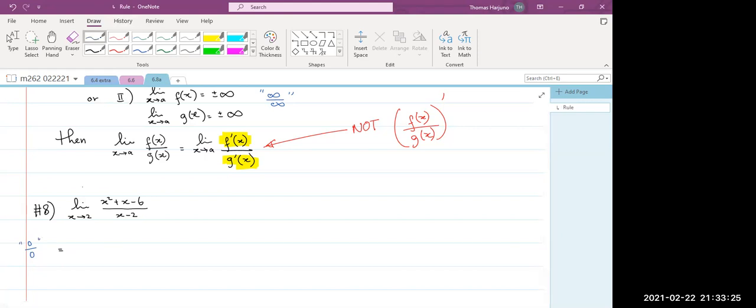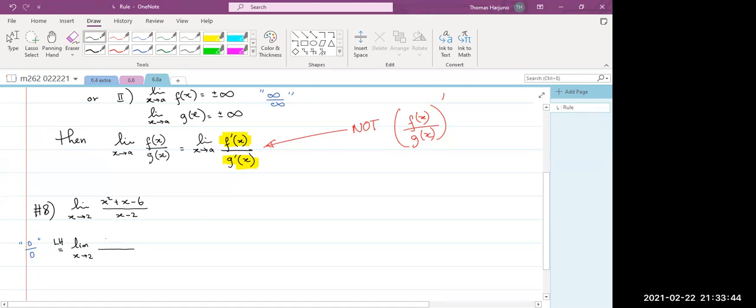Now, according to L'Hopital rule, and every time I apply L'Hopital rule, I will put this notation here. Okay, do we have to do that, Thomas? No, you don't have to. I just do it myself so that when you read my notes, you know, oh, that's what Thomas did there. Thomas applied L'Hopital rule.